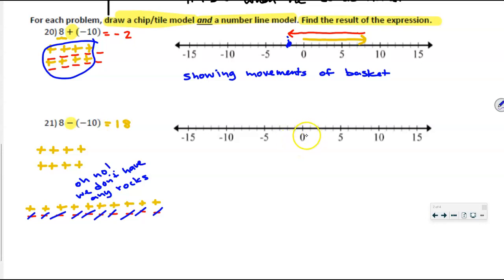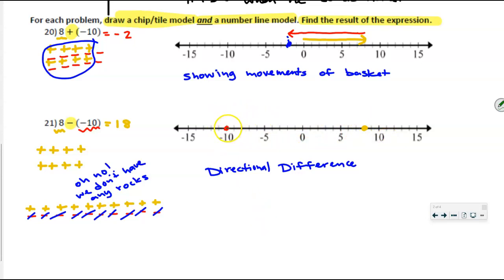Here's how I would model that on the number line. Remember, subtraction is a difference, so I need to show the directional difference on the number line. I'm really asking how far apart are these numbers, not how far apart from 0. I'm not asking absolute value. I want to know how far apart are these numbers from each other. So I'm going to find the number 8 on the number line. I'm going to find the number -10 on the number line. And I want to know how far apart are those numbers.